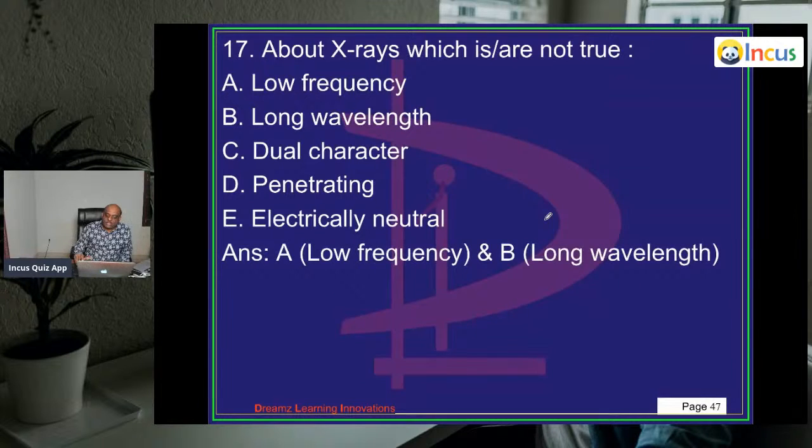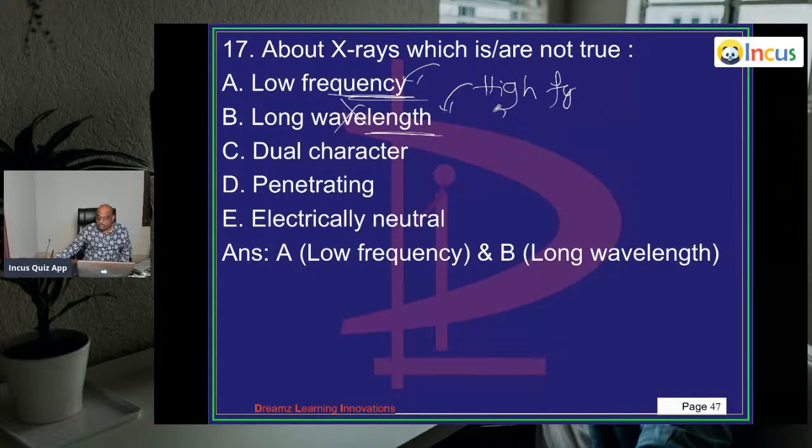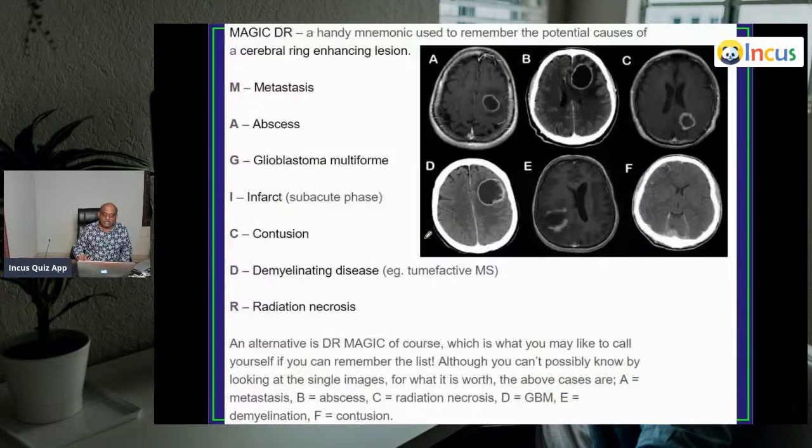With regard to X-rays, X-rays are of low frequency and long wavelength, that is wrong. They have high frequency, they have a short wavelength, they have a dual character, they are penetrating, they are electrically neutral, is what you have to ultimately remember.